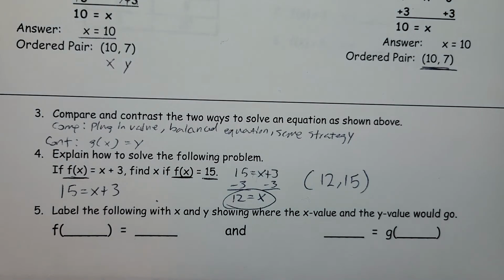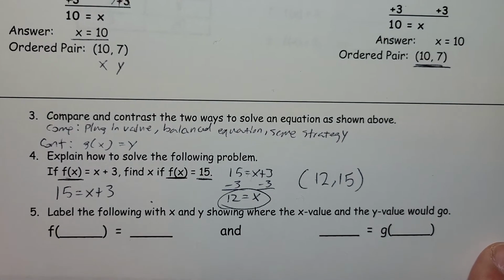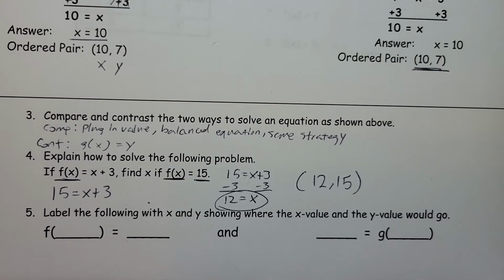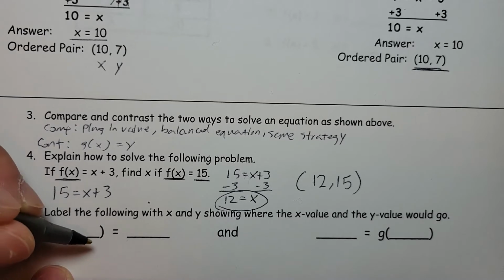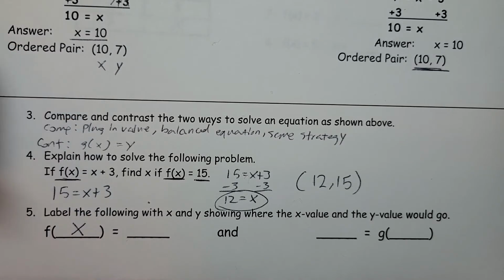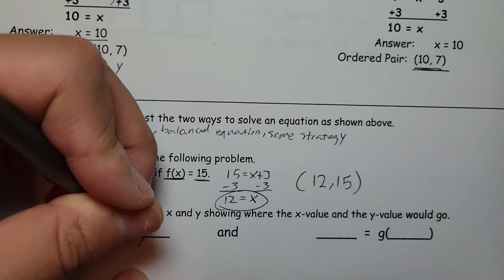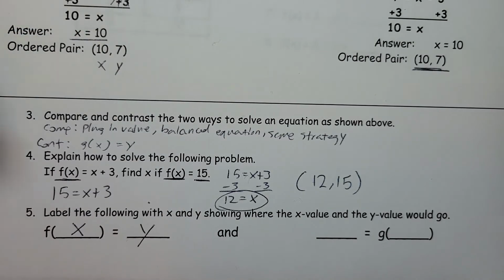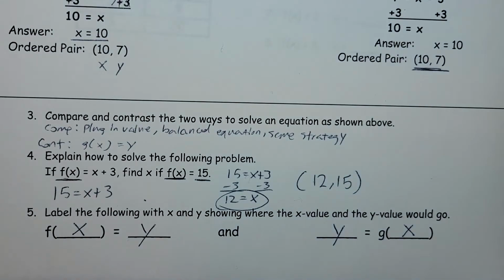So for number 5, label the following with x and y, showing where the x value and y value would go. Now I'll just write here, when we have this notation, it's f of x, not f of y. f of x equals y. And on the other side, it is y equals g of x. Hopefully everyone's good. And then now we're going to go to the next page.